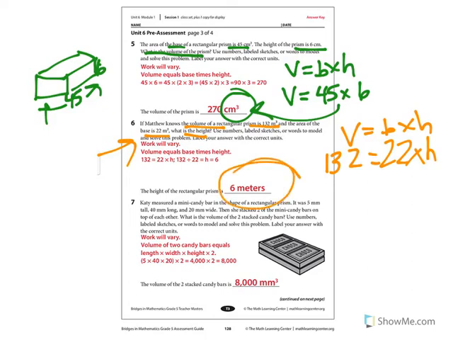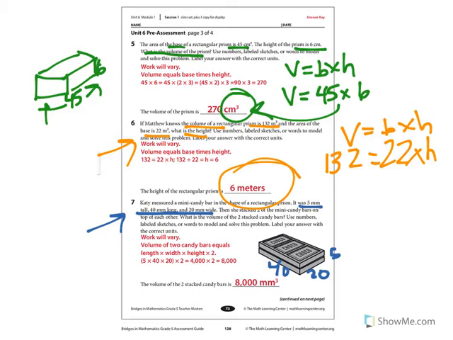Great. Let's take a look at number 7. Katie measured a mini candy bar in the shape of a rectangular prism. It was 5 millimeters tall, 40 millimeters long, and 20 millimeters wide. So here I have a lovely little drawing. I might right away think, okay, 5 millimeters tall, 20 millimeters wide, 40 millimeters long. Then she stacked 2 of the mini candy bars on top of each other. What is the volume of the 2 stacked candy bars?